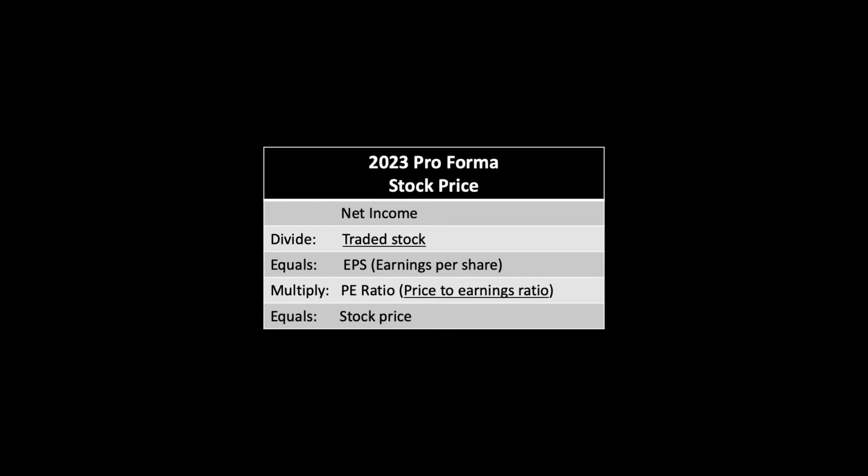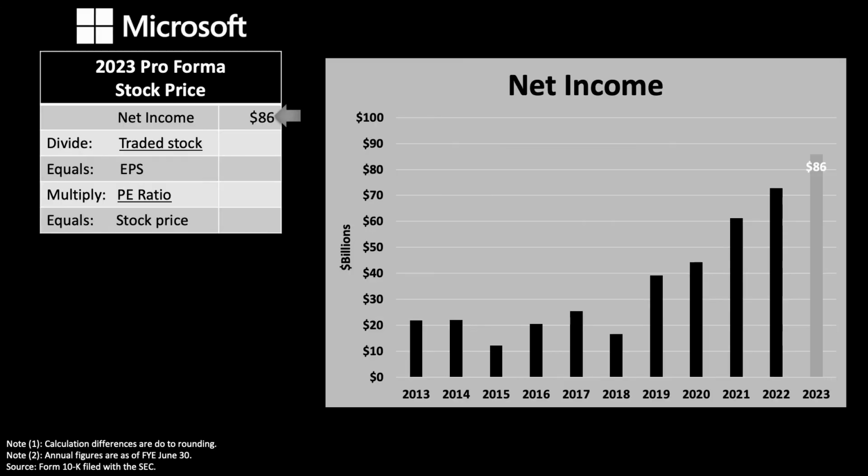We took this generally accepted model and presented it on the left in short form with abbreviations for earnings per share and price to earnings ratio. So first, we start with the 2023 net income we previously discussed of $86 billion.